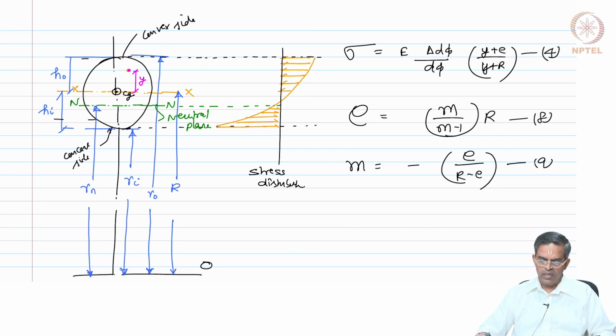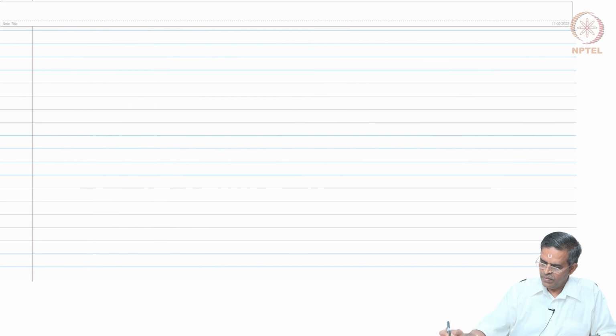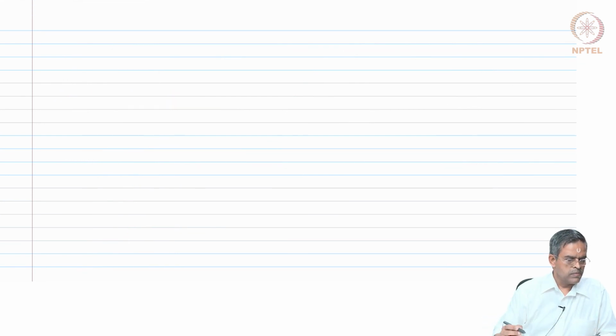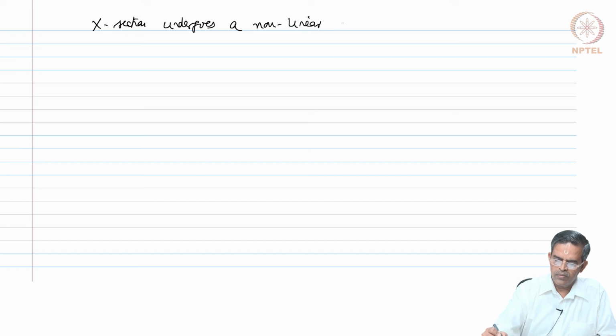Okay, the stress distribution looks like this and is subjected to a moment such that the curvature is decreased. That we have to remember very clearly. So, now the cross section undergoes a non-linear stress distribution, which is hyperbolic.